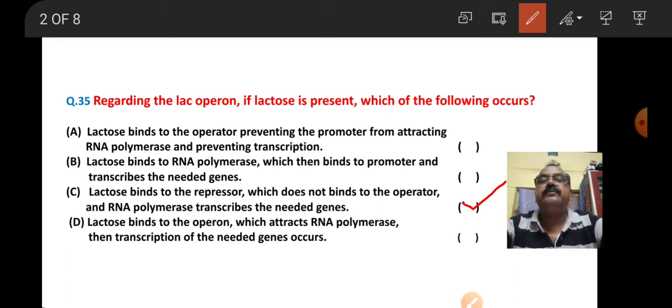Let us discuss the details. When lactose is not available, lac repressor binds tightly to the operator, preventing transcription by RNA polymerase. But when lactose is available, the lac repressor does not bind to the operator. So, the way for RNA polymerase becomes clear to transcribe the operon.